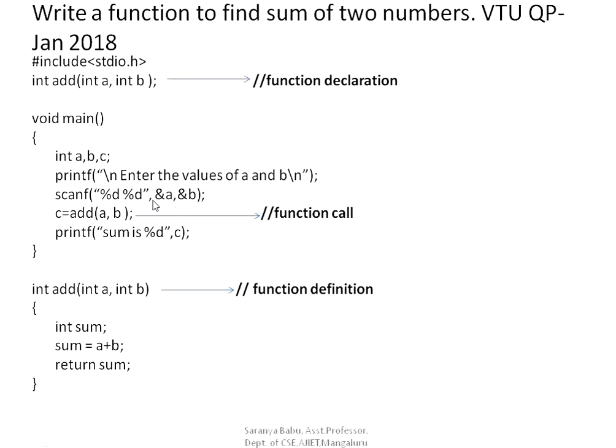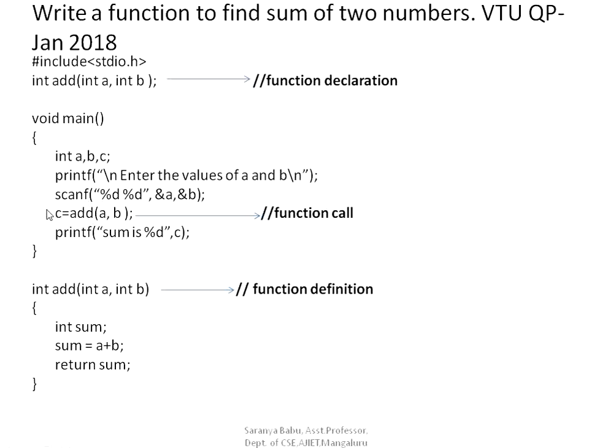So add, which variables are having the values now? A and B. Is it clear? A and B have the values, and to calculate the sum I have to pass the same variable names, a, b. So now if the control comes to this line, c equal to add(a, b), it is understood that you have to give the control to this function add.